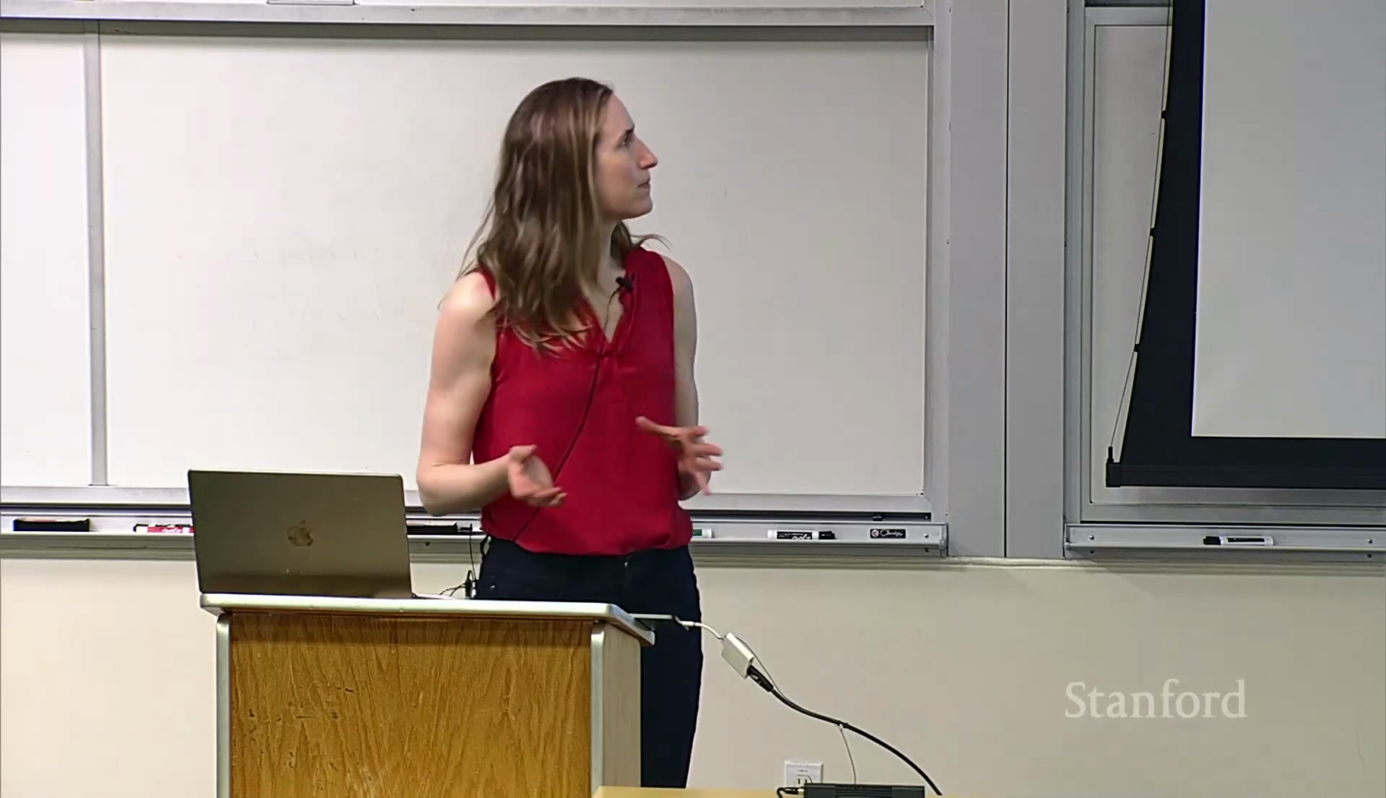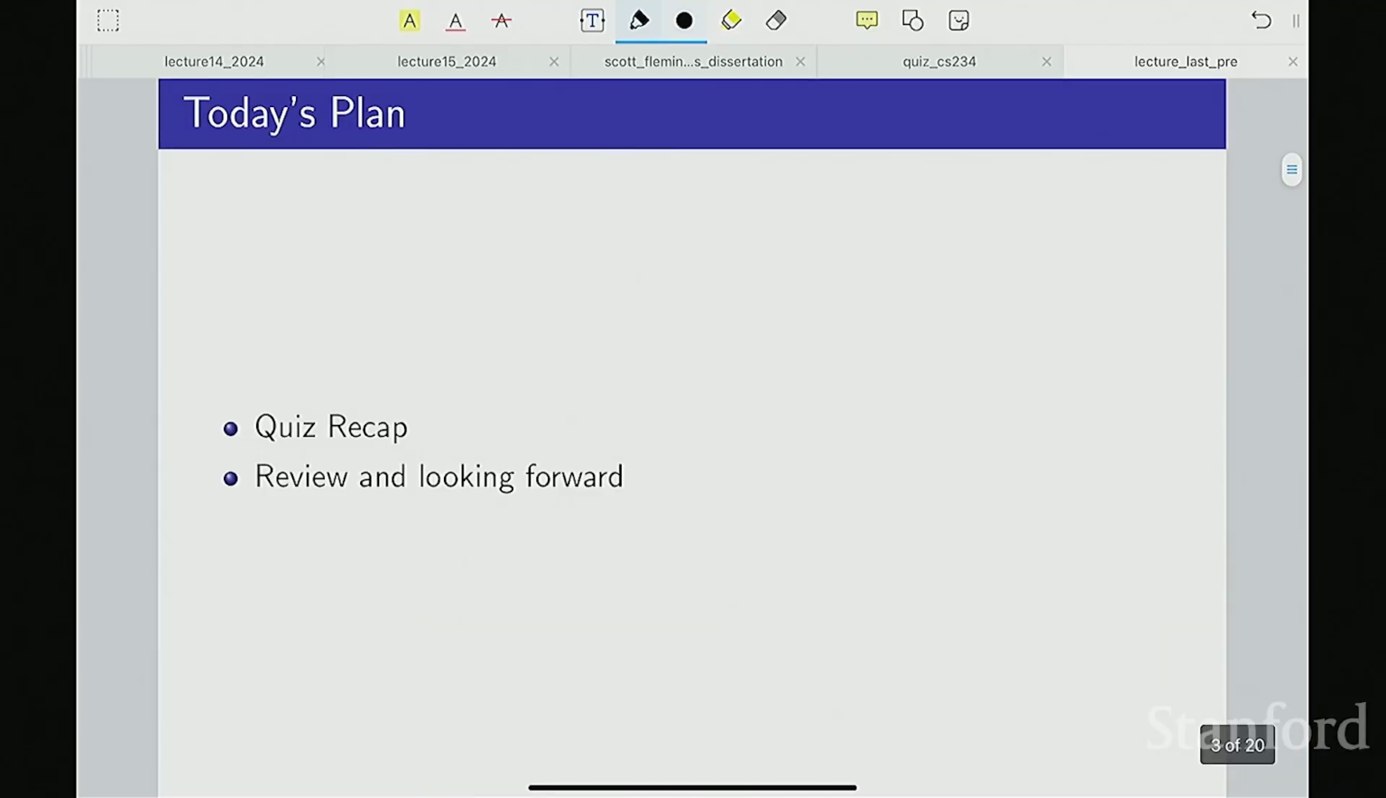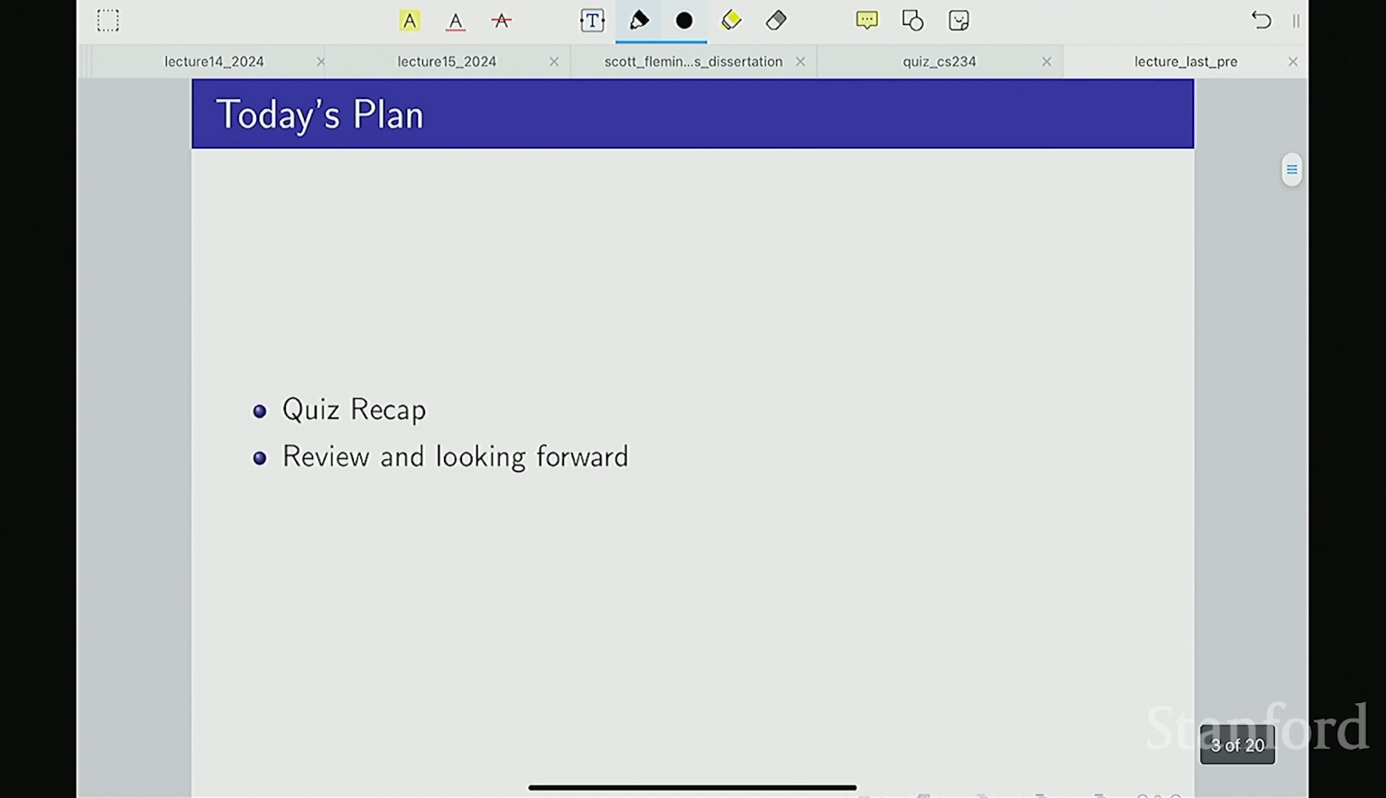What we'll do today is a review and a wrap up, and we're also going to discuss the quiz a little bit. But before we get started, I just wanted to remind us where we are. Last time we did the quiz. Today we have a review of the course and looking forward. So we're going to do a combination of the quiz recap, then reviewing some of the things we've done in the class as well as looking forward.